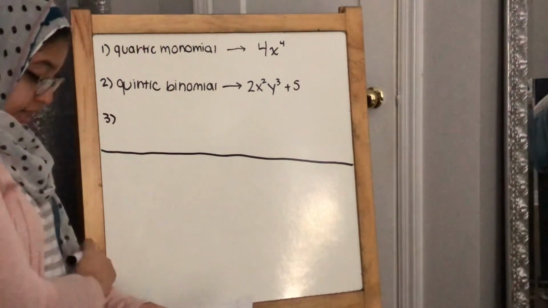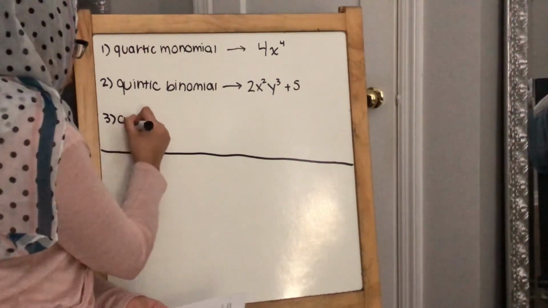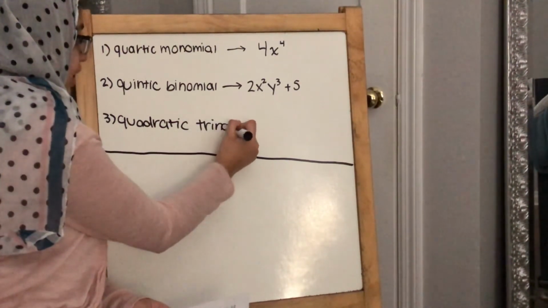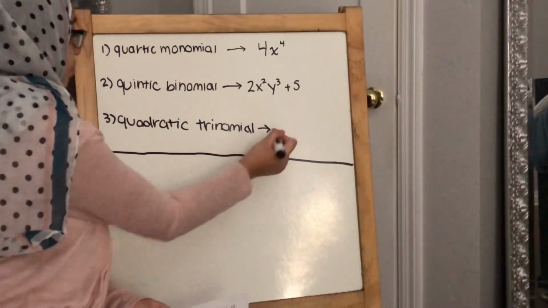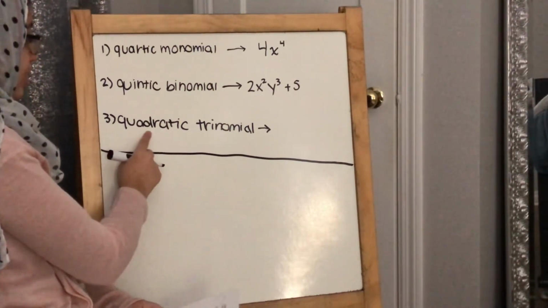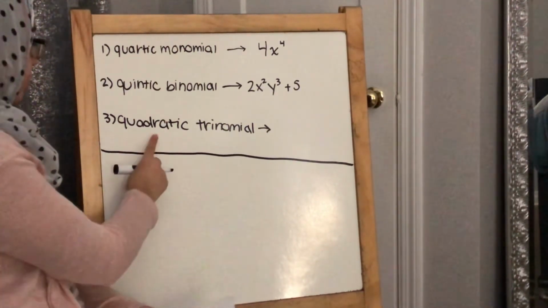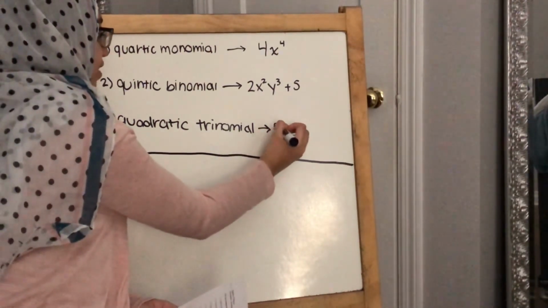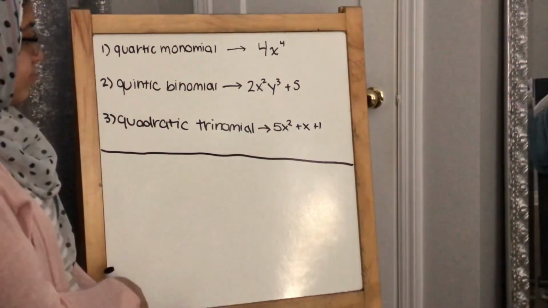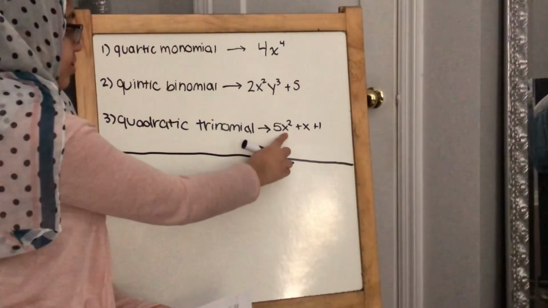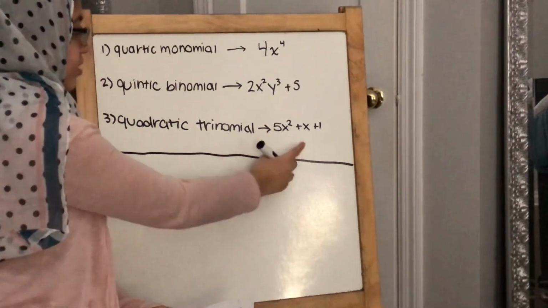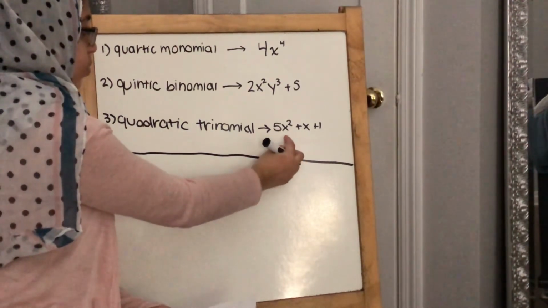Number 3, a quadratic trinomial. So I need an expression with 3 terms, but the leading degree, meaning the highest degree in any monomial, has to be 2. So I would give 5x squared plus x plus 1. The highest exponent sum, or the highest number of variables in any of these terms, is 2. And I have 3 terms, 1, 2, 3.